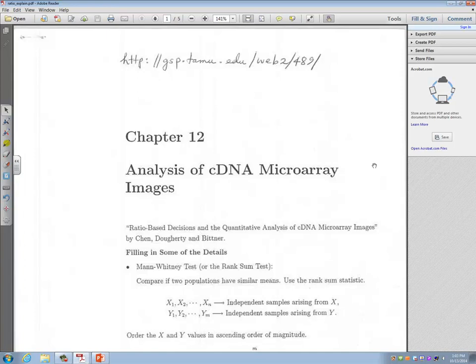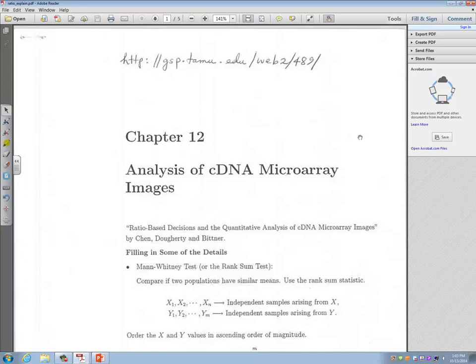Okay. So here we are going to cover a number of things. So the first one, in this particular paper, that is the 1997 paper, ratio-based decisions on the quantitative analysis of cDNA microarray images.